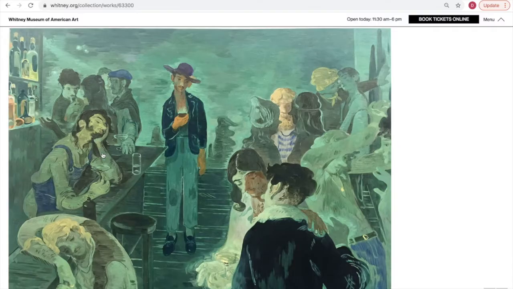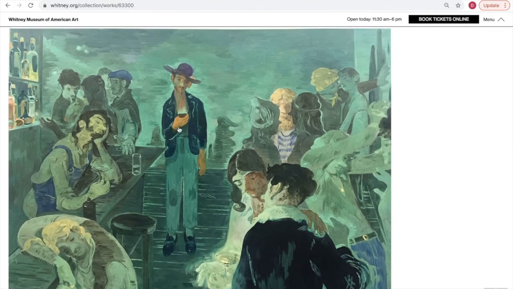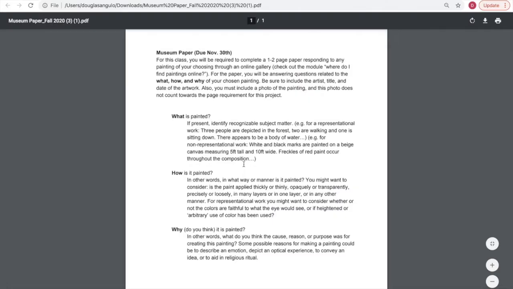Okay, so in this, what is painted? And you could say that, well, there's an individual who's standing near the middle, who's holding a drink. This individual is in a bar. Okay, that looks like it's at night. There's a variety of people in this bar. Some are resting. Some are talking. Some are dancing. All right. And then you go into more detail. But let's go on to the next question.